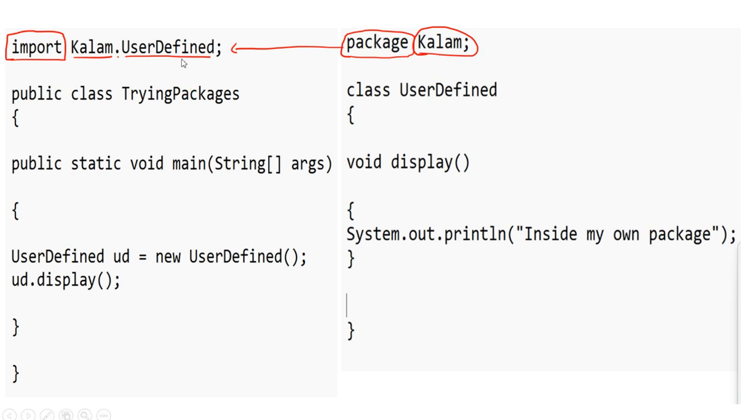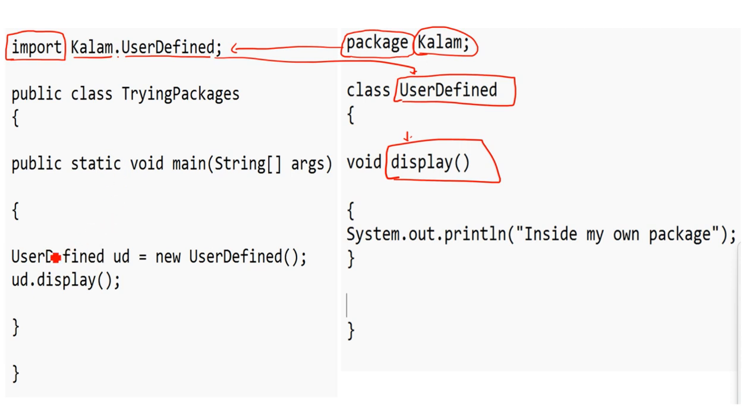Now what is a package? A collection of similar classes and interfaces. However, in layman's terms, a package is nothing but a new folder that was created. Now this is the class I defined, and inside this class I have this method. Here I have written import. Through import, what am I doing? I am trying to get this class and this method also.